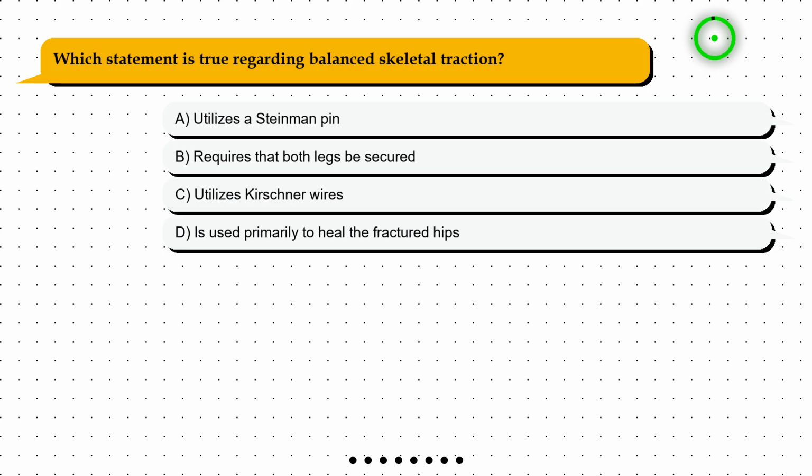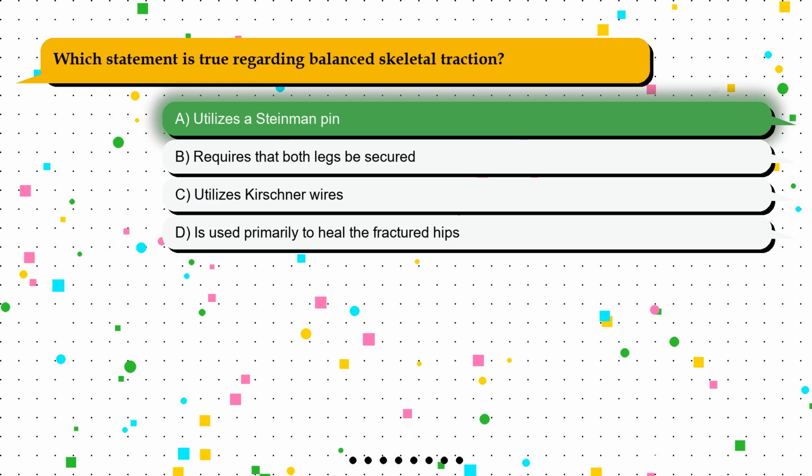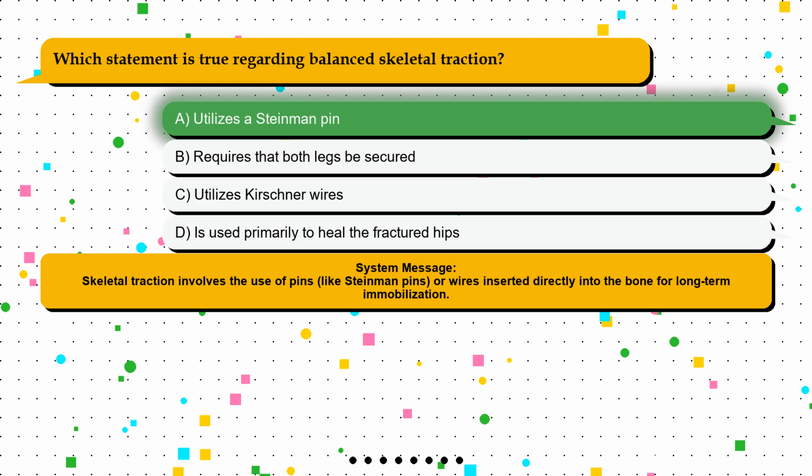Question 8. Which statement is true regarding balanced skeletal traction? Option A, utilizes a Steinman pin. Option B, requires that both legs be secured. Option C, utilizes Kirschner wires. Option D, is used primarily to heal the fractured hips. The correct answer is option A, utilizes a Steinman pin. Skeletal traction involves the use of pins, like Steinman pins, or wires inserted directly into the bone for long-term immobilization.